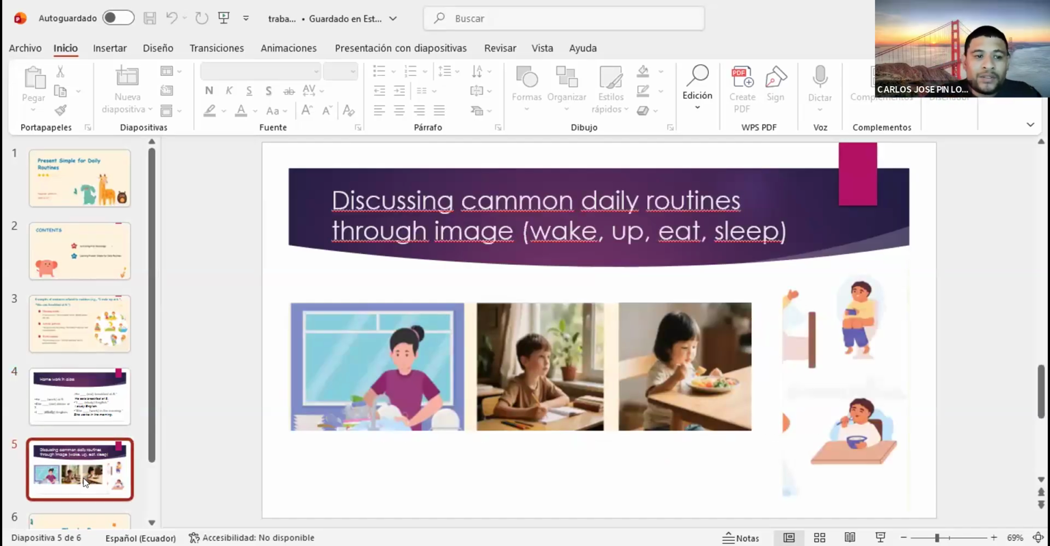Okay, class. Today, please look at the picture. In the first picture, look, she washes the dishes. In the second, the boy studies. The little girl eats, and they wake up, and they sleep.